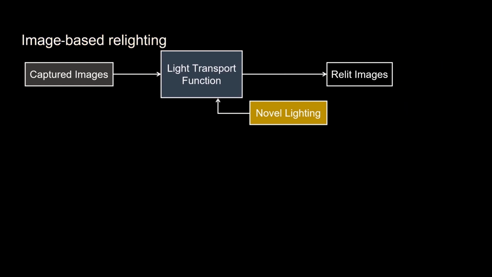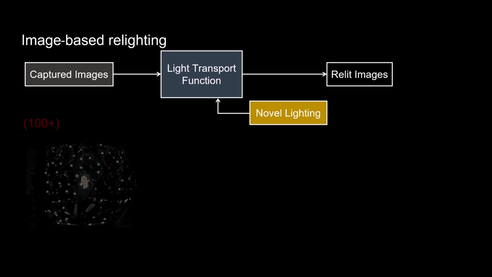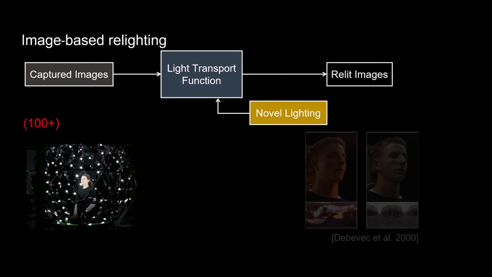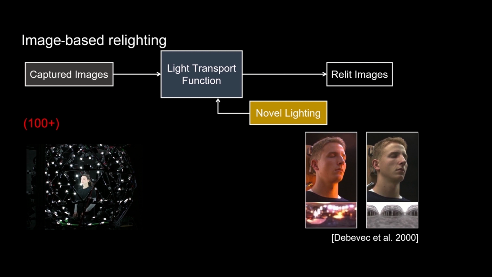Classically, this is done by capturing a lot of images under different lighting using a light stage. Then novel renderings under novel lighting can be directly generated by linearly combining these captured images. And this is the idea originally introduced in Paul Debevec's seminal relighting work. The results are actually very realistic, but they require hundreds and even thousands of input images.